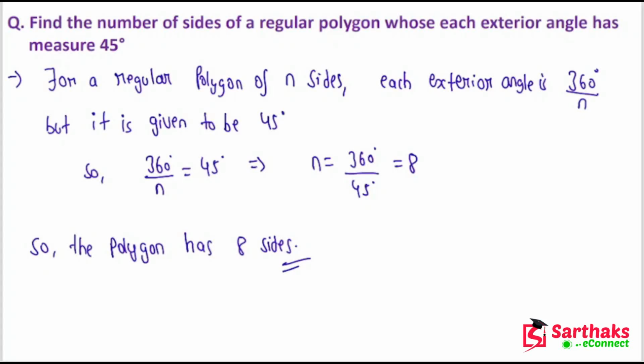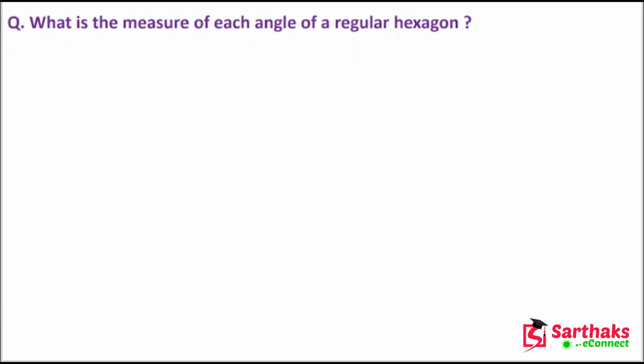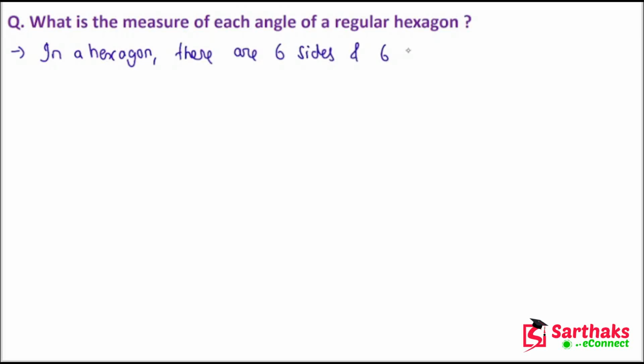Let us take another question on the similar concept. What is the measure of each angle of a regular hexagon? Again, if a hexagon is regular, then all the angles are equal. How many angles are there in a hexagon? In a hexagon, there are 6 sides and 6 angles.